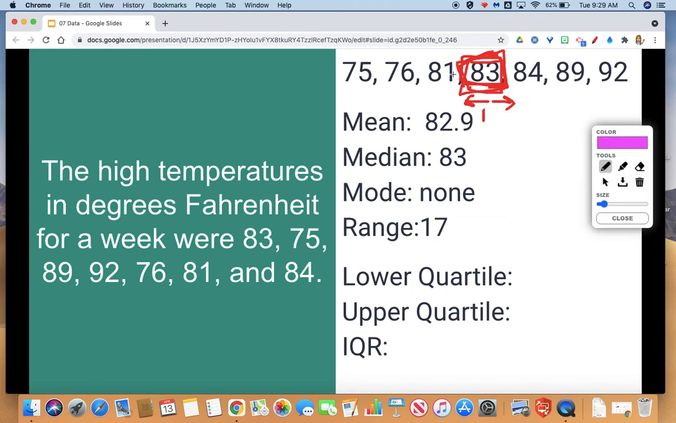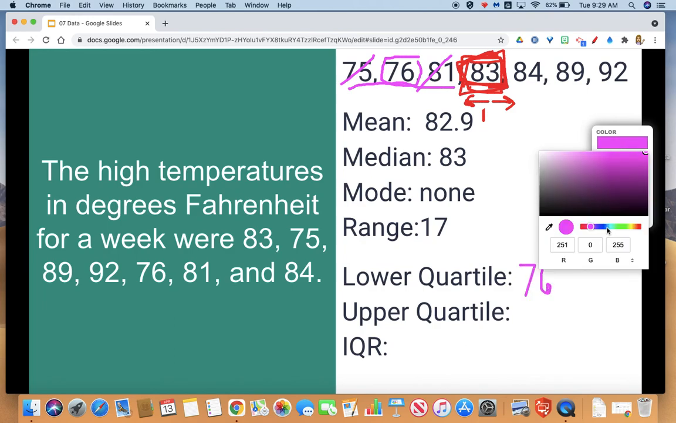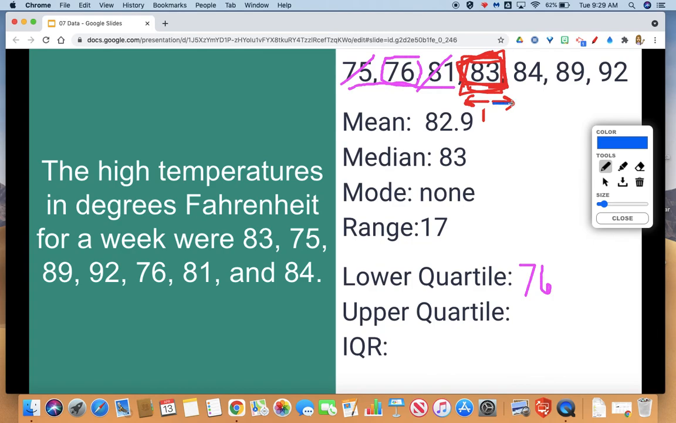So let's start with that lower quartile. Look at everything below your median. You have 3 numbers. What's your center of those 3? 76. So that's my lower quartile. Now let's look at everything above that box for my upper quartile. You're not going to include that median. You're just going to look at the 3 numbers above it. The center of those 3 numbers is 89. So that's my upper quartile.